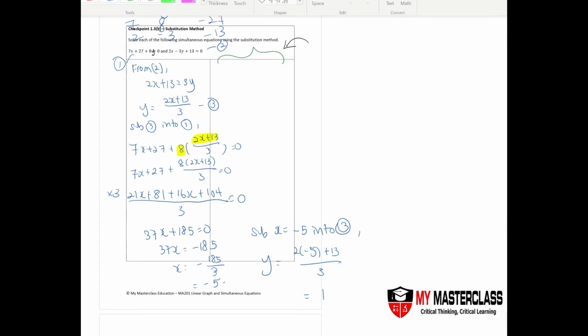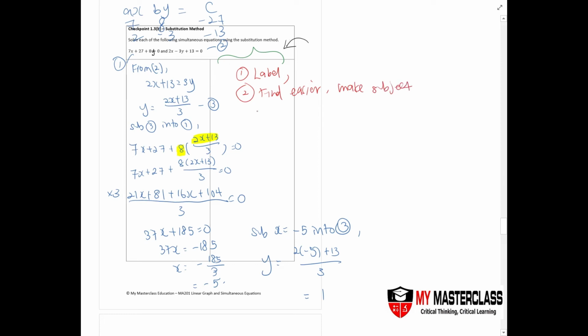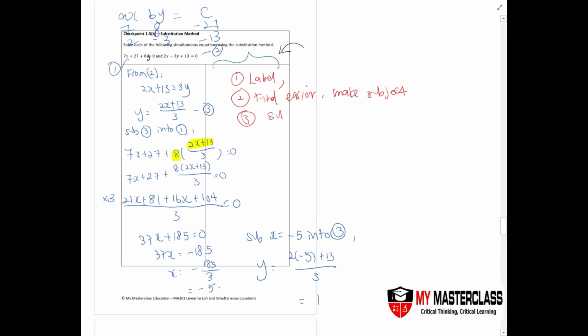Now let's move on to the right hand side, where I'm going through the different steps. You will label each expression as either 1 or 2. Then you will find the easier expression and make it the subject. Either make x or make y the subject, perfectly fine. Then you will substitute this easier term from 2 into the other expression. For example, let's say I take from 2, I will sub it into 1. So you will do substitution.